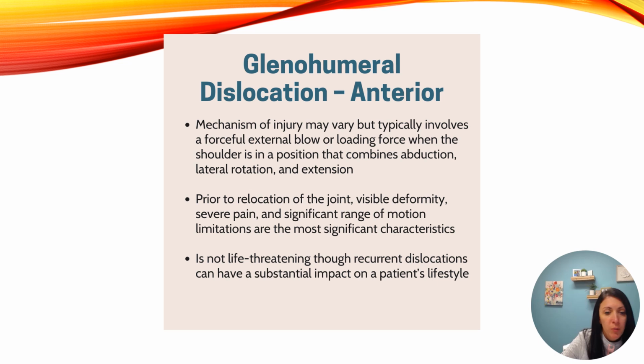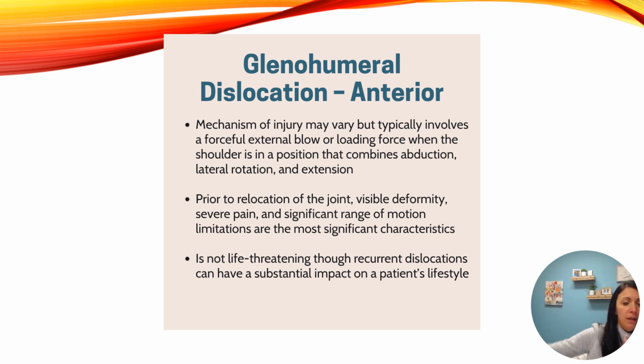With a glenohumeral dislocation anteriorly, the mechanism of injury can vary, but typically involves a forceful external blow or loading force when the shoulder is in the position that combines abduction, lateral rotation, and extension. So kind of like one of these.